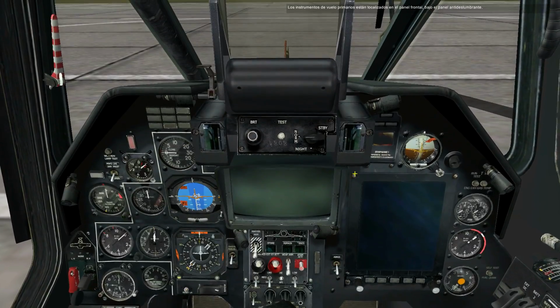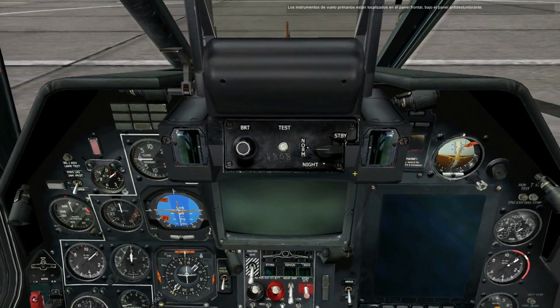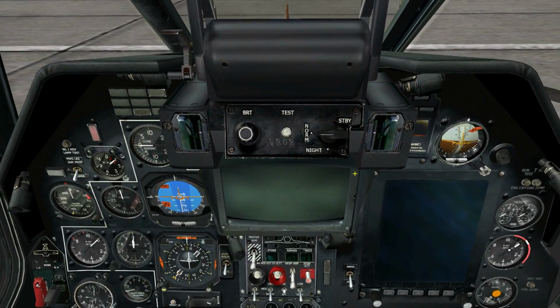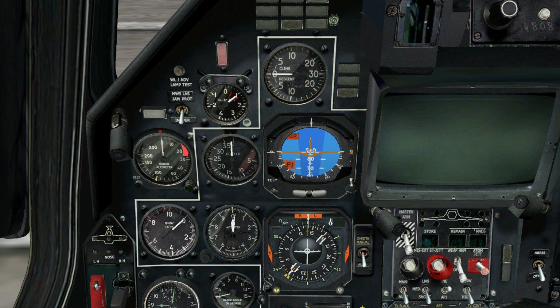The primary flight instruments are located on the forward panel beneath the anti-glare shield. The Attitude Director Indicator, ADI, also referred to as artificial horizon, indicates the helicopter's orientation relative to the horizon. It also shows deviation from the assigned flight path in the horizontal and vertical axes.